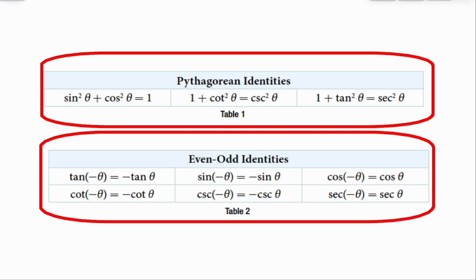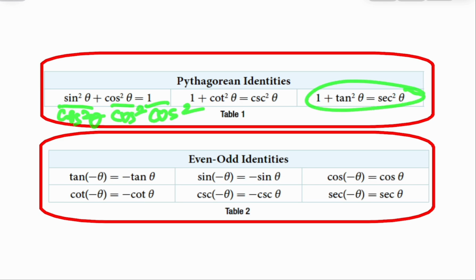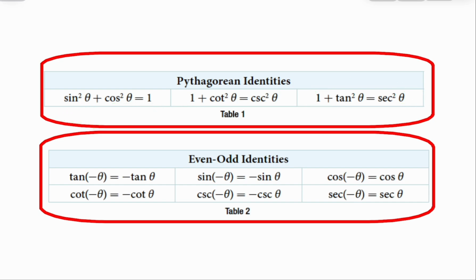Now, if we divide everything through by sine squared, we get the next one that we see right here. 1 plus cotangent squared is equal to cosecant squared. If we divide everything through by cosine squared, we get the one that we see here. So they all directly come from the fact that sine squared plus cosine squared is equal to 1.